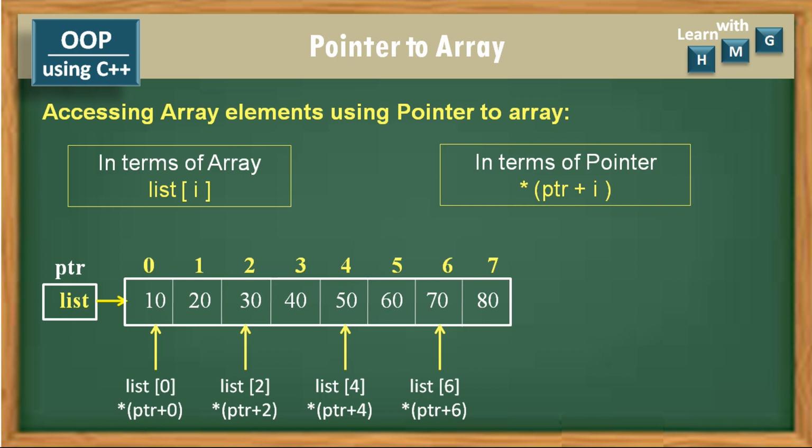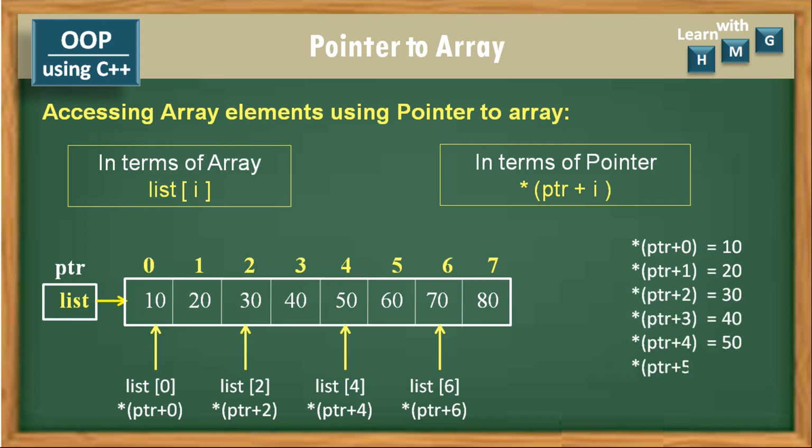Now in this array, if you want to access all elements, the pointer notation will be like this: star ptr plus 0 will give you value 10, star ptr plus 1 will give you value 20, and like this individual elements can be accessed by writing star ptr plus the respective element number of which you want the value. So in this way you can access the array elements using pointer to array.